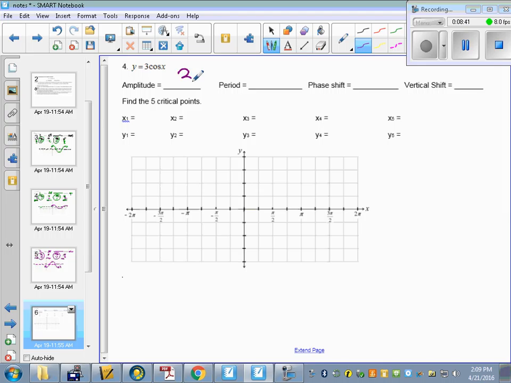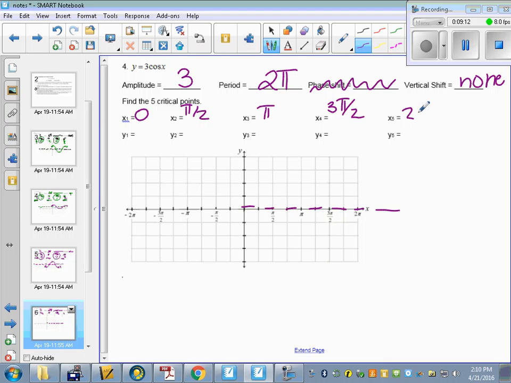Amplitude is 3 on this one. I'm going to get you started on this one and give you a chance to finish it. Period, always 2 pi. No phase shift. And this one also has no vertical shift. So midlines here. Same x values as always. All right, so see if you can fill in what would be your y values and plot your points.